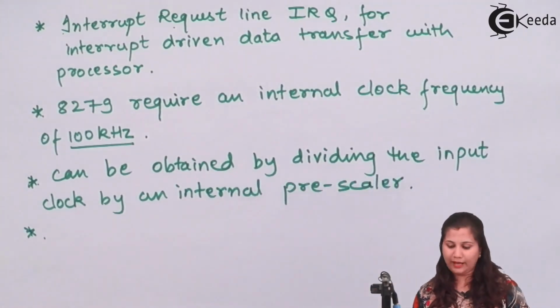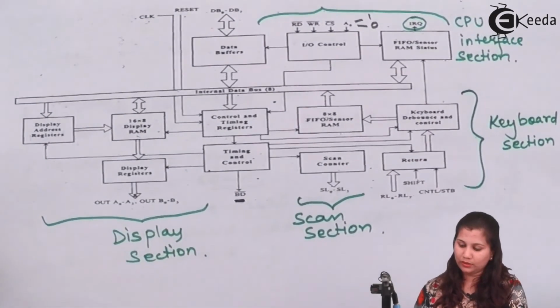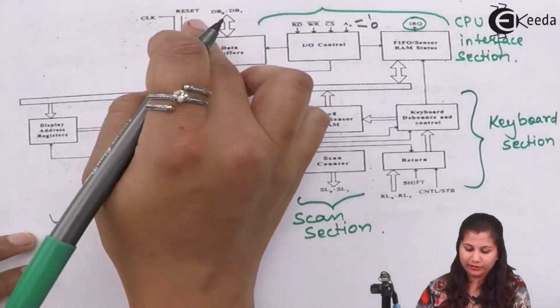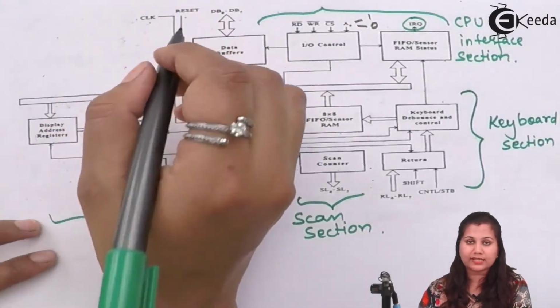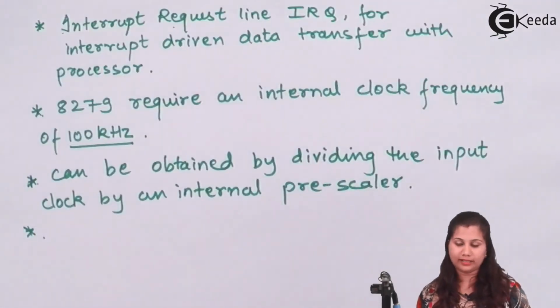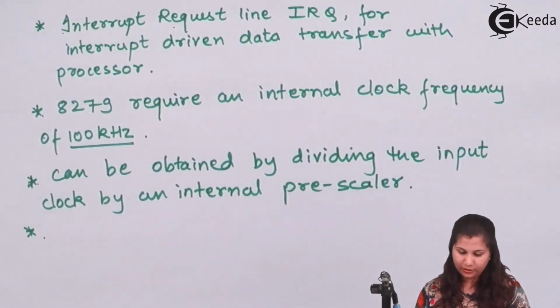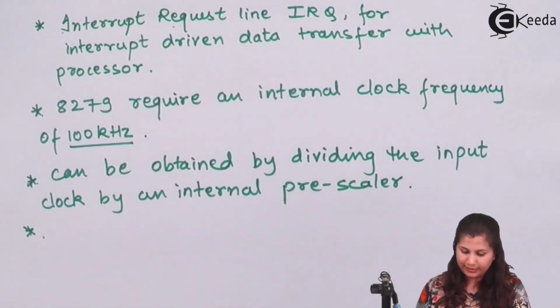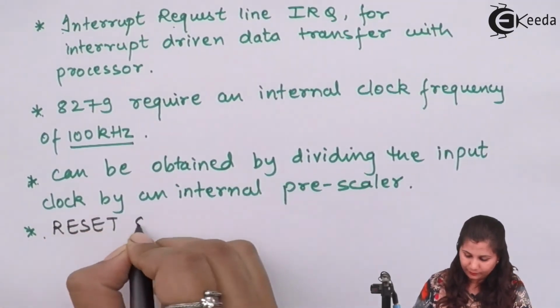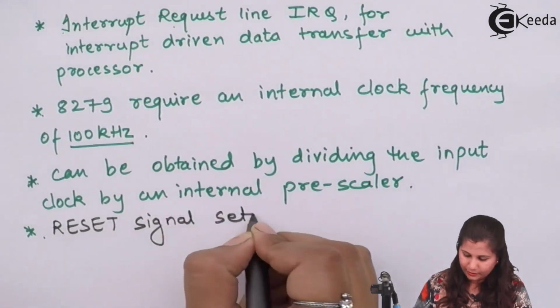Now in this we also have two signals. Clock, we have studied the clock frequency, and then we have the reset signal. This reset signal is used to reset or clear the contents of the control registers. So we can say here that the reset signal resets the 8279.